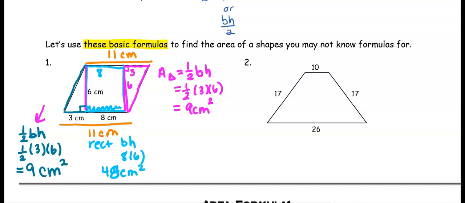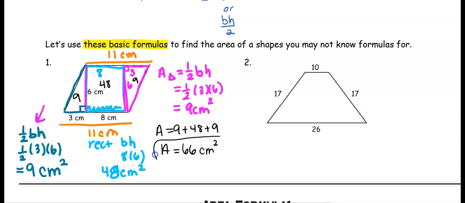What I did is I broke it down into the little pieces that I did know. So this one is 9, this is 48, and this is 9. So the area of my whole figure is I add those pieces together. So I can always take my figure, break it down into smaller pieces, and then add them together in the end.